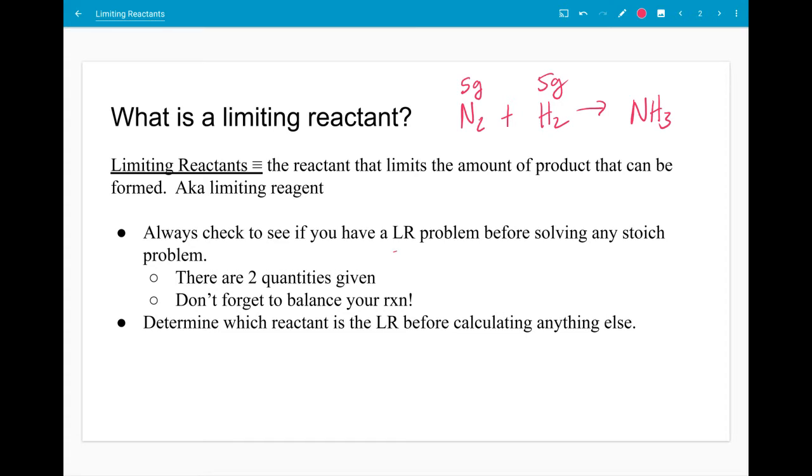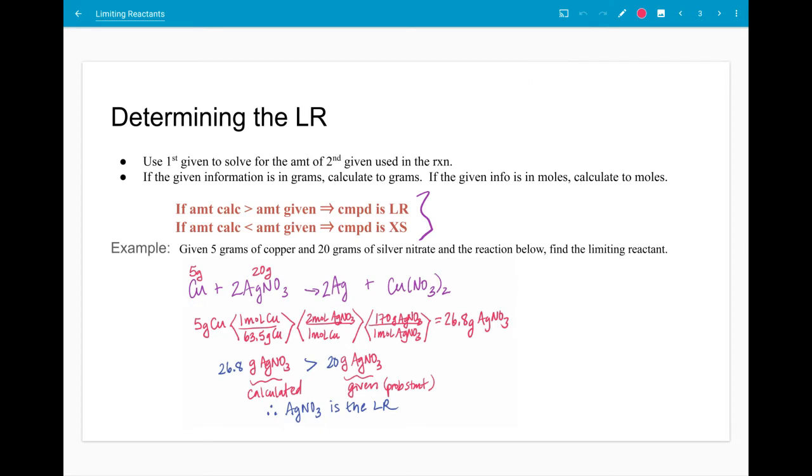So to recognize that you have a limiting reactant problem, you need to have 2 quantities given. What we did with the original stoichiometry, we just had, let's say, the quantity of nitrogen given. For a limiting reactant problem, you will have 2 quantities. Make sure you always balance your reaction before you complete the limiting reactant process, because if you don't, you may determine the wrong limiting reactant, and then everything will be based off of your reactant amount of the limiting reactant. So to determine the limiting reactant, we're going to use the first given to solve for the amount of second given used in the reaction.